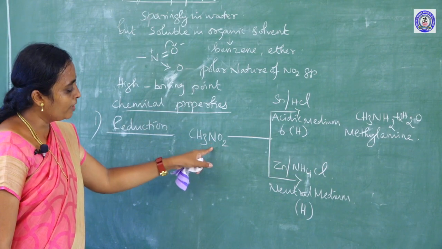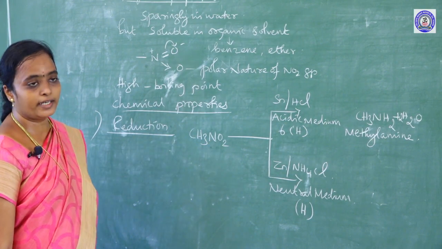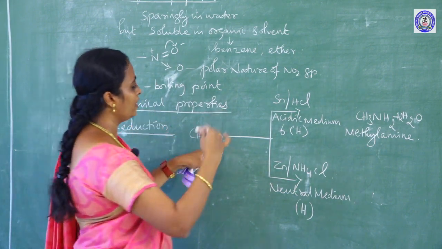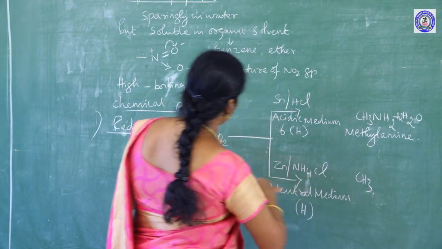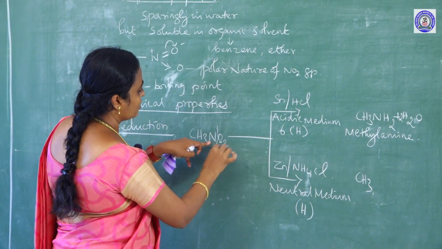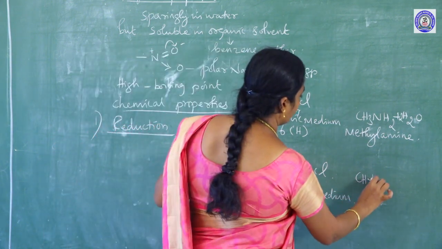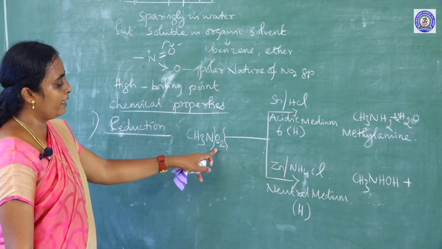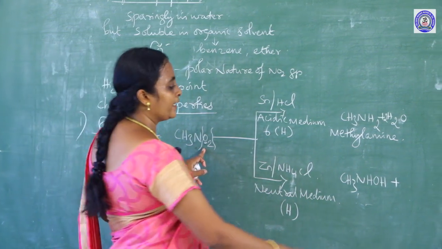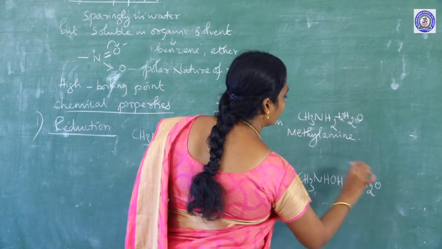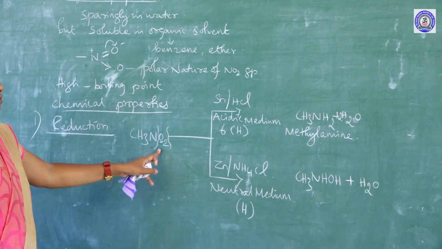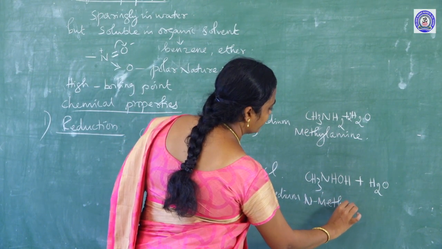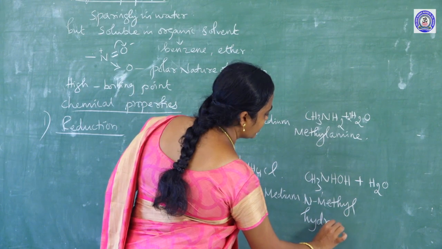In the same way, whenever I am using neutral medium, there is partial reduction. We eliminate only one oxygen and add a hydrogen on the side, that is CH3NHOH. We have eliminated only one oxygen and added 2 hydrogen, so that one oxygen combines with the hydrogen to form a water molecule. The name of this is N-methylhydroxylamine.